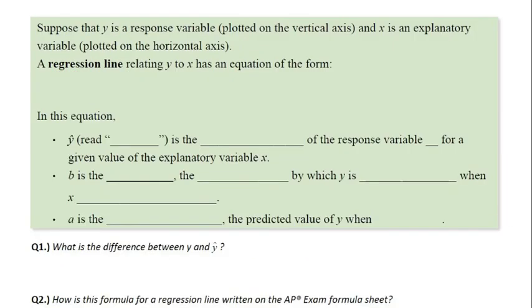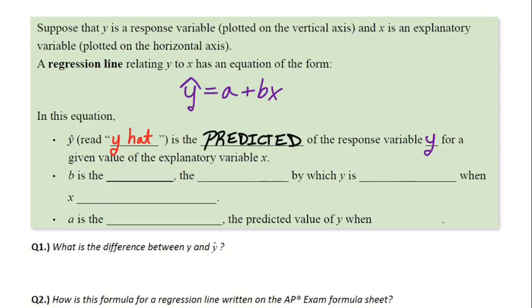Okay, so scrolling down here, here's the formal definition for a regression line. It relates y to x, and it looks very much like any other equation of a line, except now you've got this little thing called y hat. So y hat equals a plus bx. Let's identify what these things mean. First of all, that is read as y hat, and that's the predicted response variable for y.